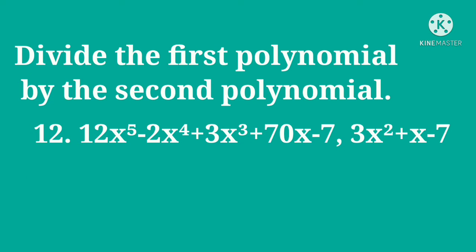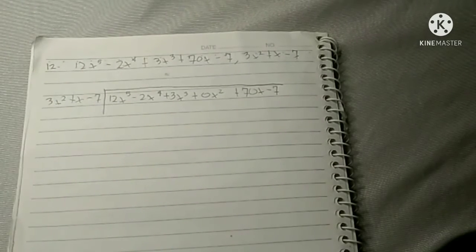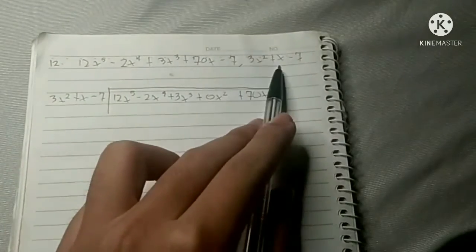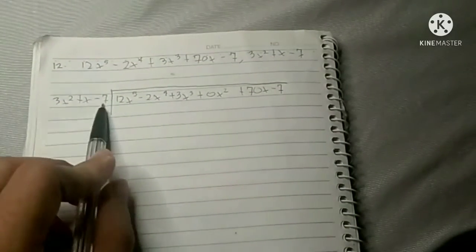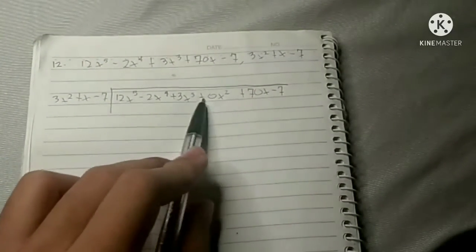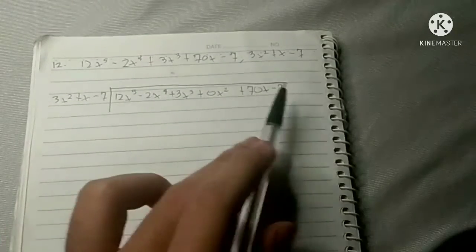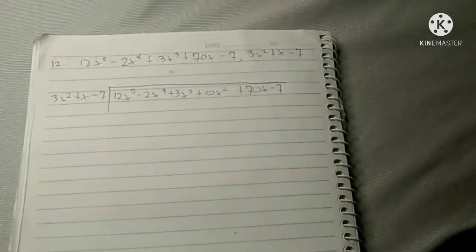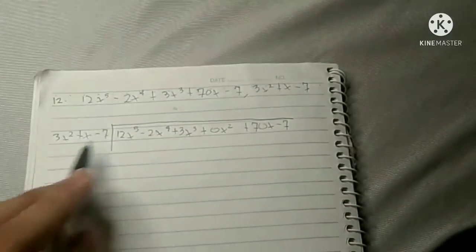So again, for number 12, we're going to divide the first polynomial by the second polynomial. So 12x raised to 5 minus 2x raised to 4 plus 3x cubed plus 70x minus 7, and 3x squared plus x minus 7. So to be able to solve for number 12, we will add 0x squared. Now we start to divide.